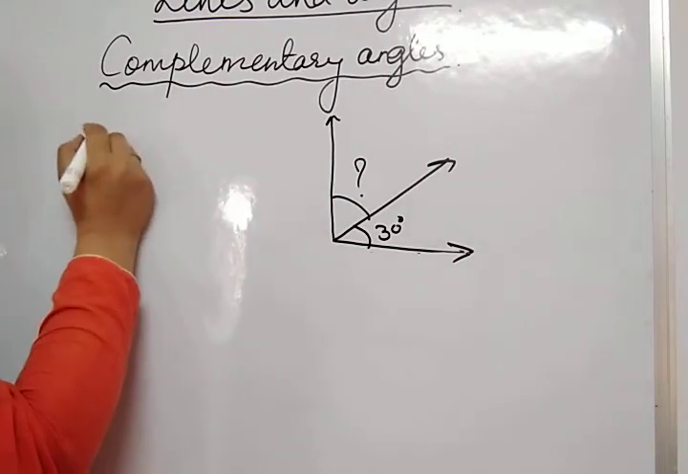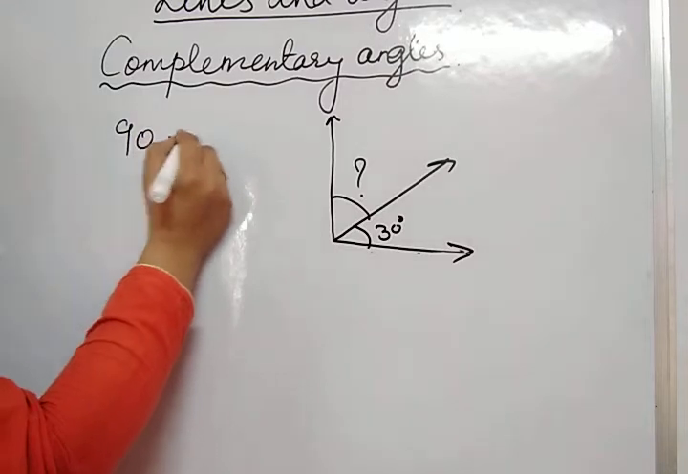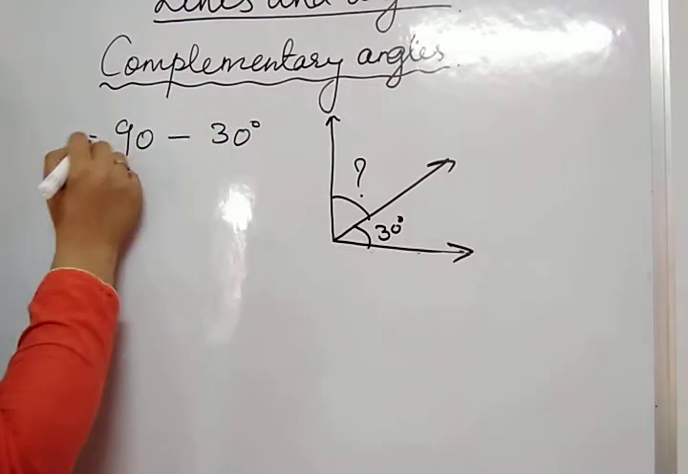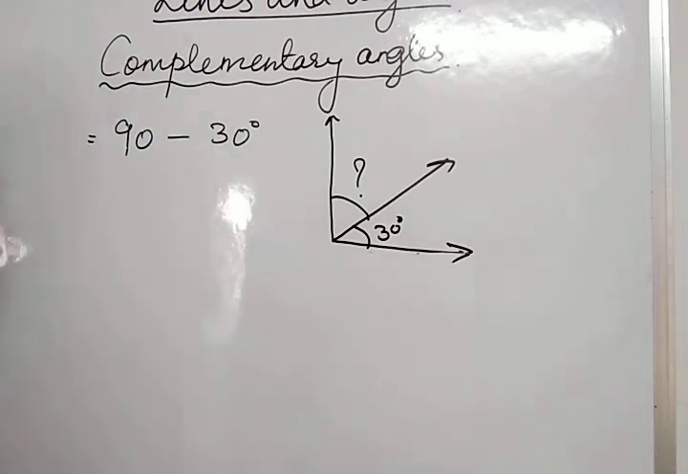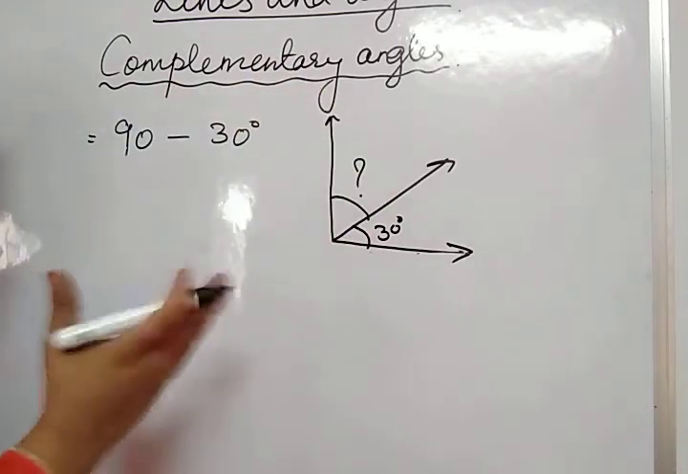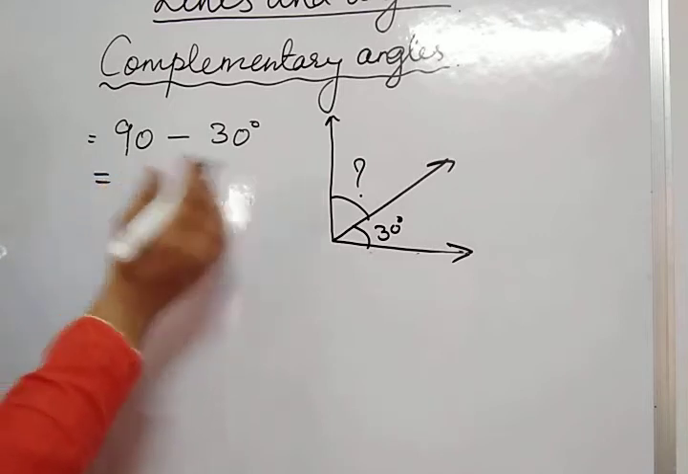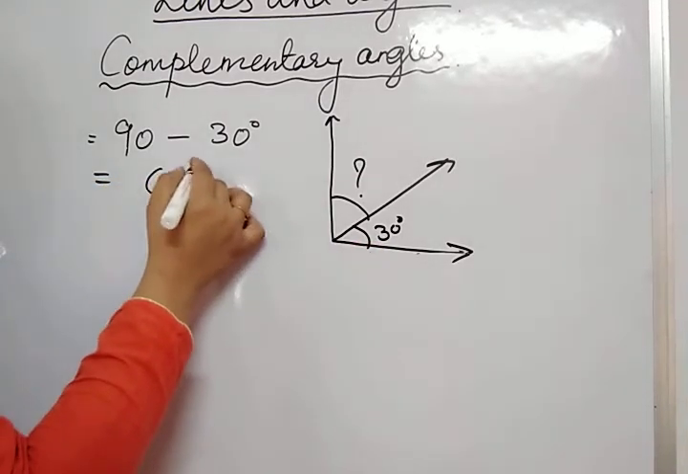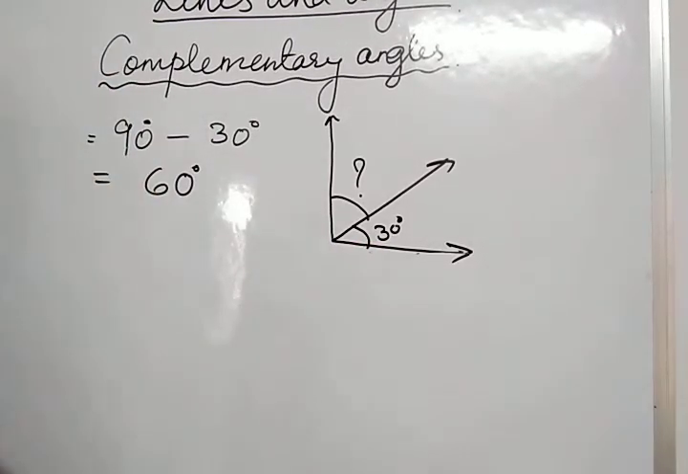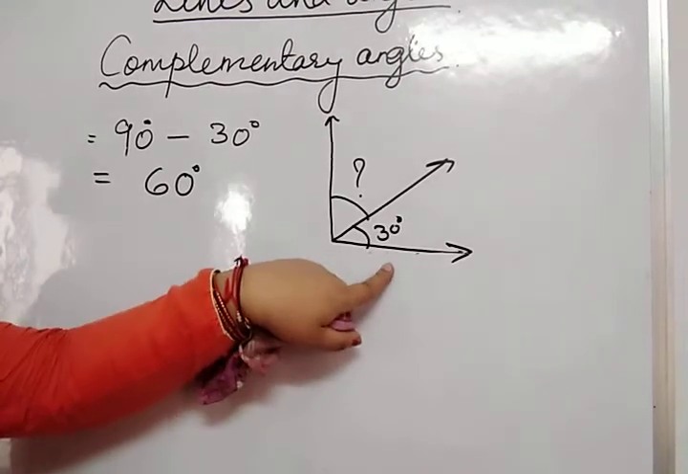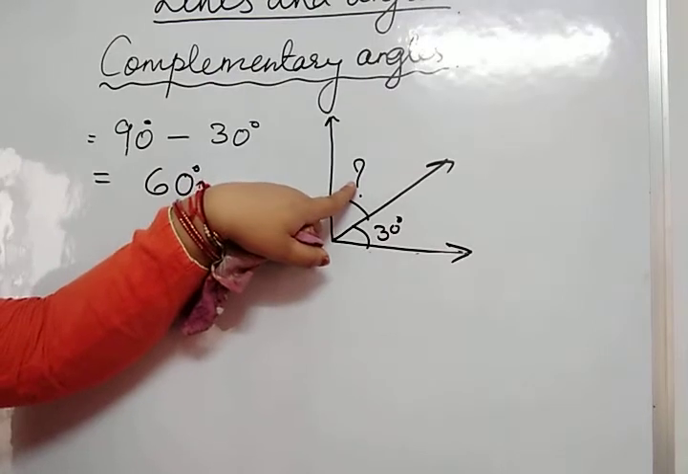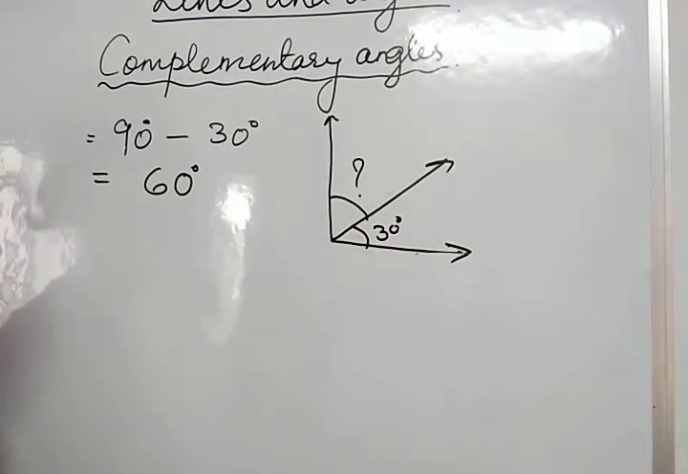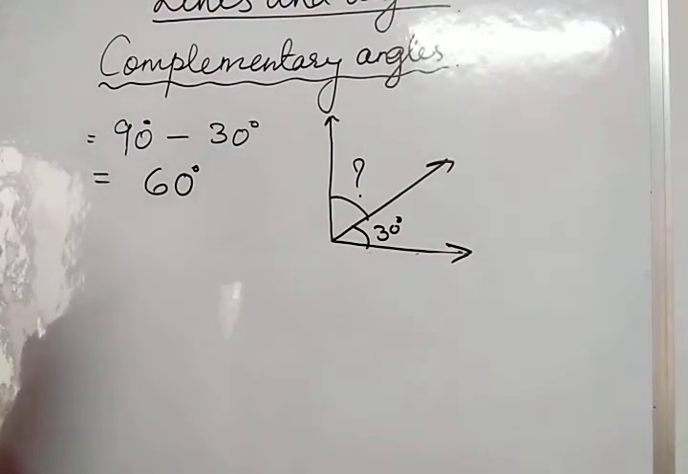For that we will subtract the given angle from 90 degree, because we know that the sum of these two angle is 90 degree. One of the angle is given. We have to find out the other angle, the complementary angle. So for that we will subtract the given angle from 90 degree. Okay. So the complementary angle of 30 degree is 60 degree and the complementary angle of 60 degree is 30 degree. Have you understood the concept of complementary angles?